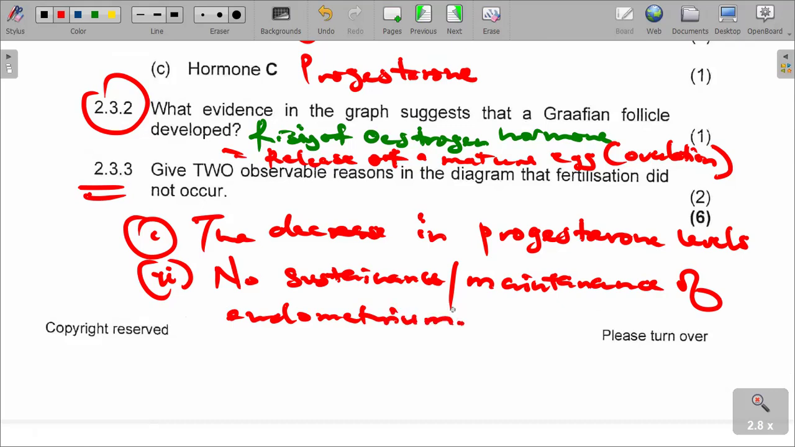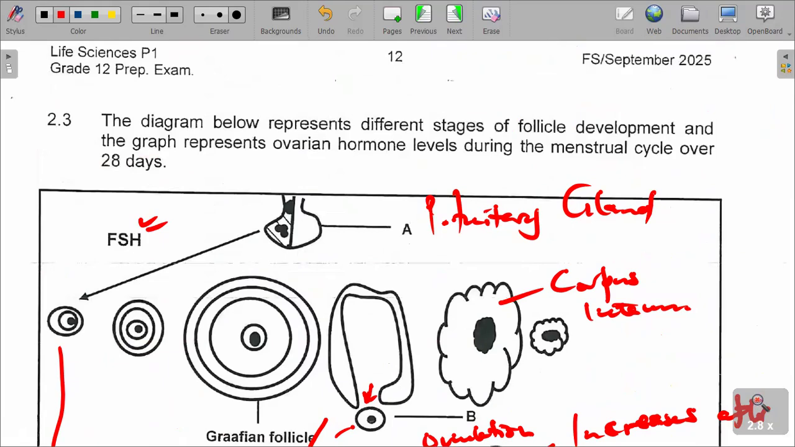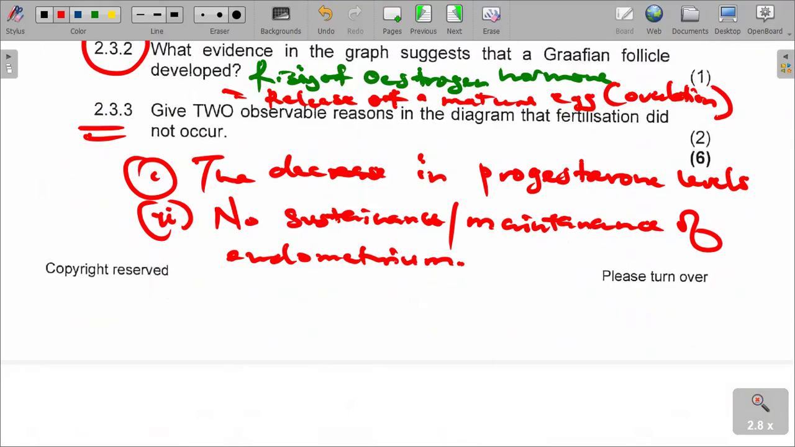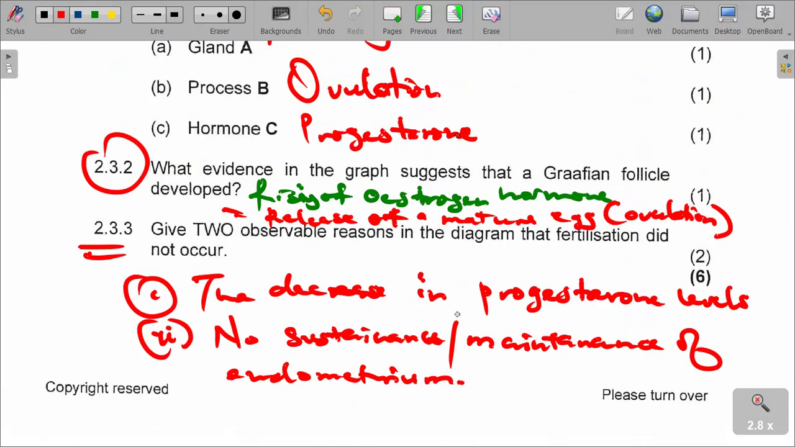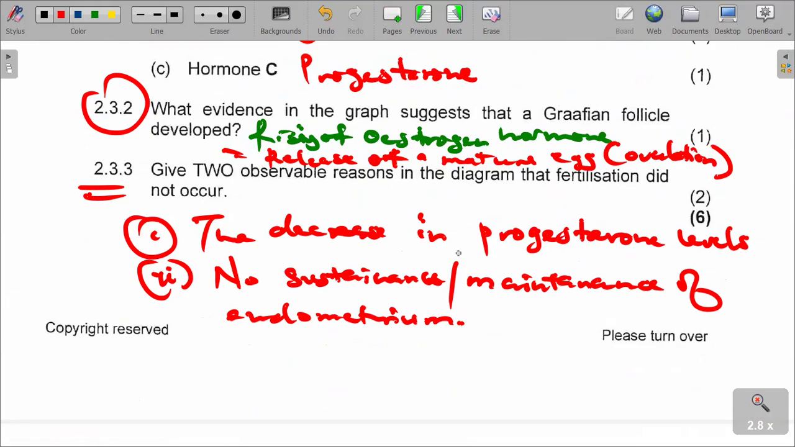If endometrium is not sustained, is not maintained, it might also indicate that we have got no pregnancy, I mean no fertilization. We have got no hormonal levels that are supposed to increase to show the maintenance of the endometrium. So in that regard, we should be able to understand that. Please just take note of that.